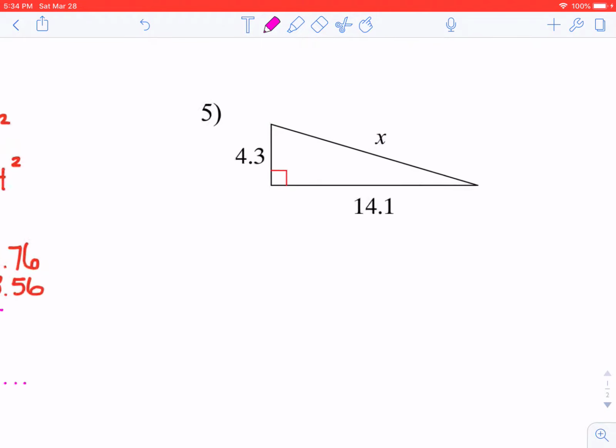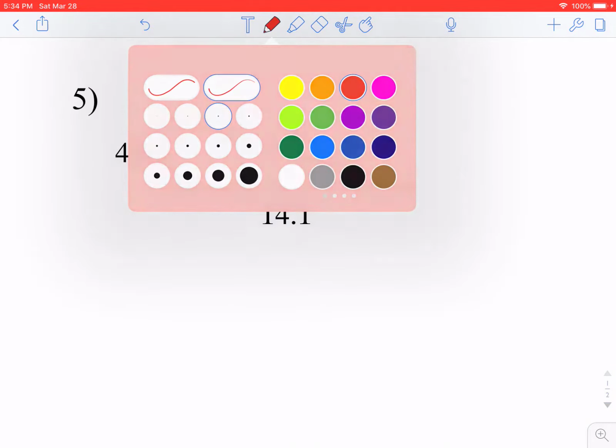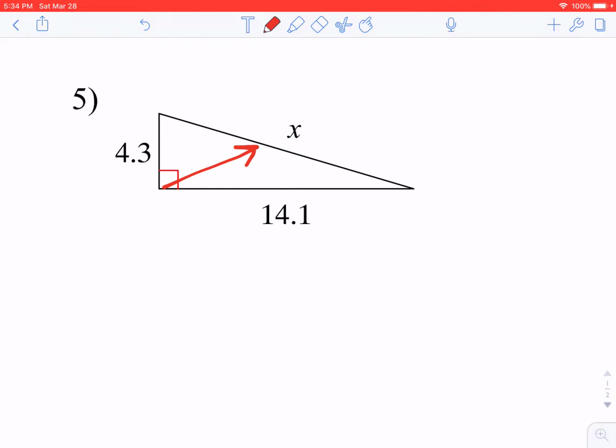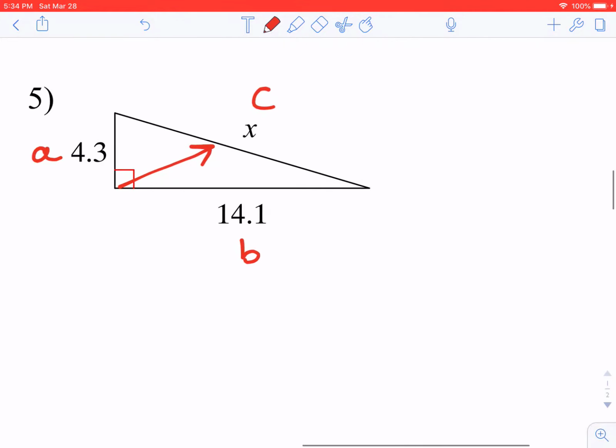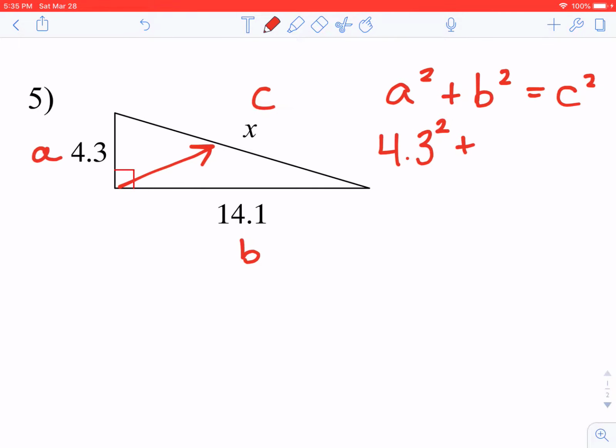Let's do one more. Draw a line diagonal from the 90-degree angle. There's the hypotenuse. That means the other 2 values are the legs. And look at that, we know both of them. That means for this one, we are finding the hypotenuse. I'm going to start by writing my theorem. A squared plus B squared equals C squared. I'm going to substitute my numbers in. 4.3 squared plus 14.1 squared equals x squared.